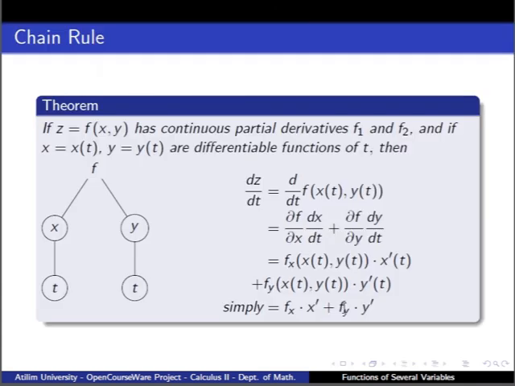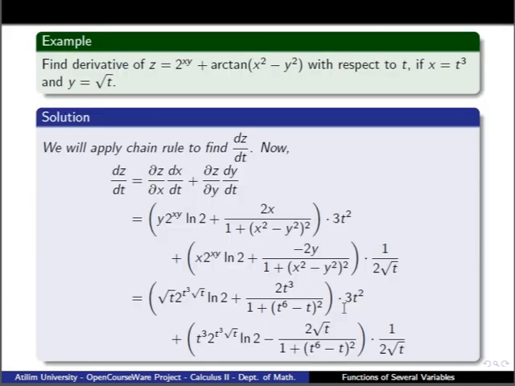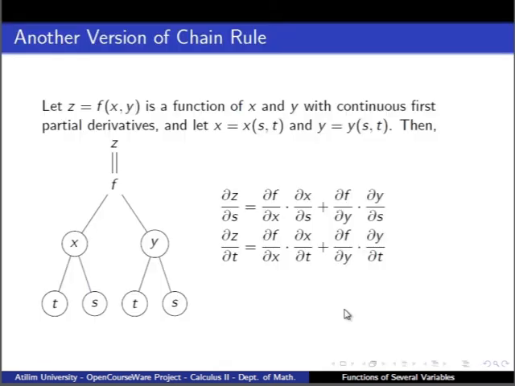So this example or this theorem is used for the solution of that example. Another version of the chain rule is this one, that is, we have a function z which equals f. f has two variables x and y, and x and y have two variables t and s. In this case, we can say that in this tree we have two types of vegetables or fruits, t and s.